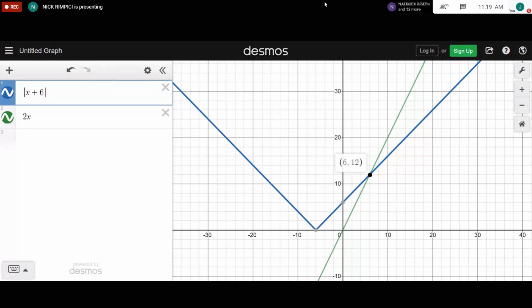The other answer you had was -2. -2 is not a solution because at -2, these two graphs are not touching each other. They don't intersect there. Only 6 is a solution because at x equals 6, the two graphs are intersecting each other. So that's the only solution.